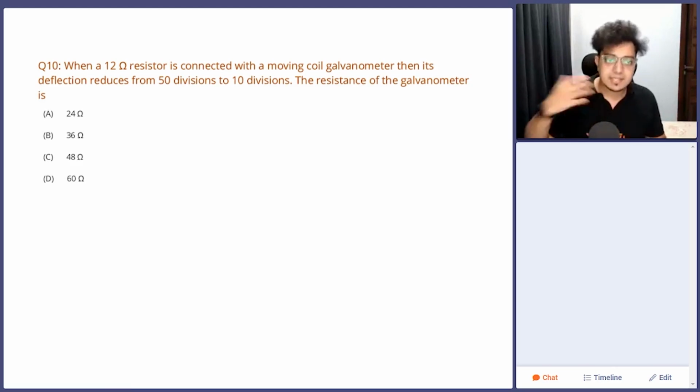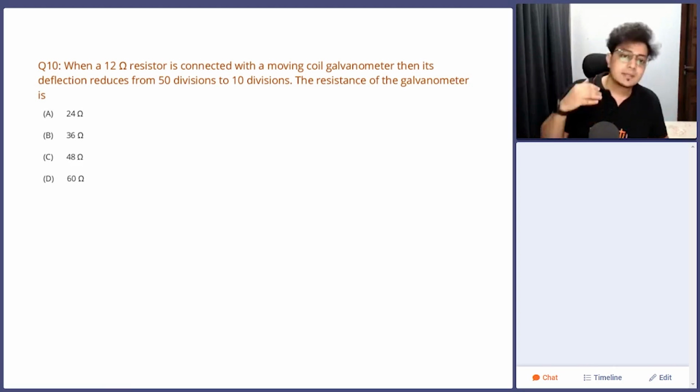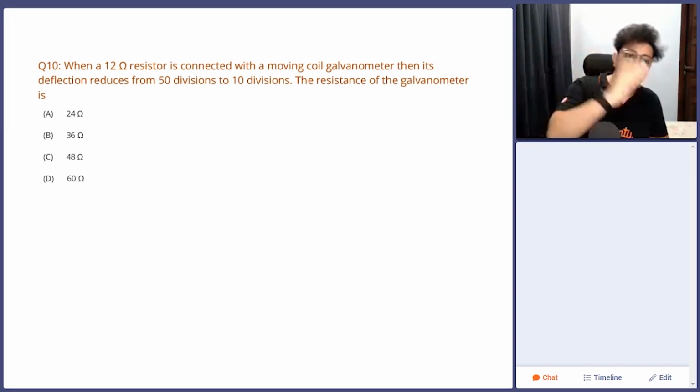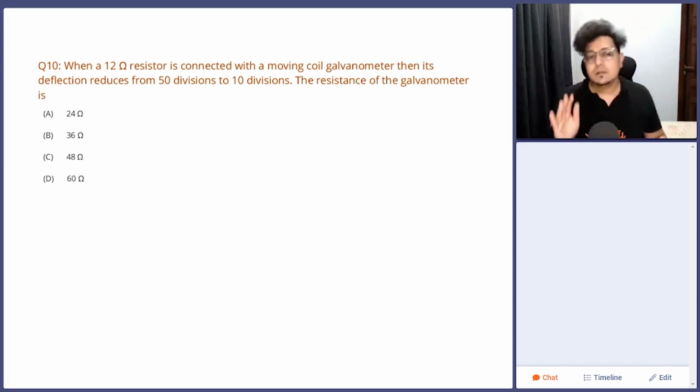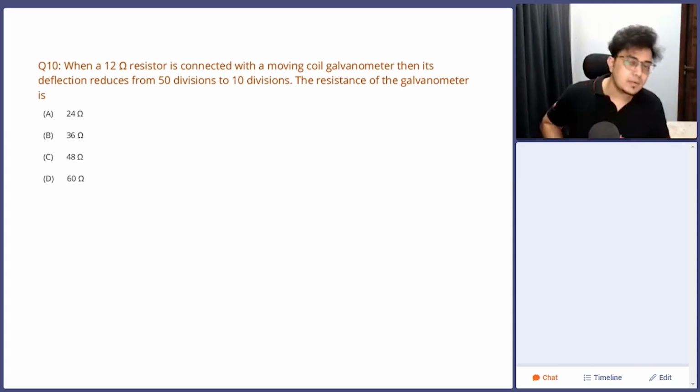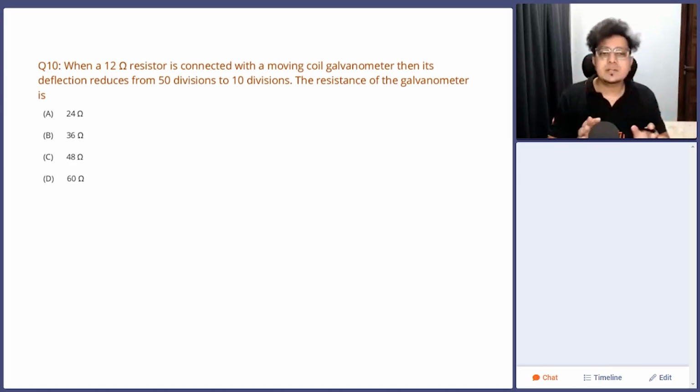When a 12 ohm resistor is connected with a moving coil galvanometer, its deflection reduces from 50 divisions to 10 divisions. The resistance of the galvanometer will be, so the capital G value we have to calculate. We're given some resistance that is used along with the moving coil galvanometer. Now in the question, it is vaguely mentioned as along with the moving coil. So is it a series combination or a parallel combination? That we'll know only by trial and error.